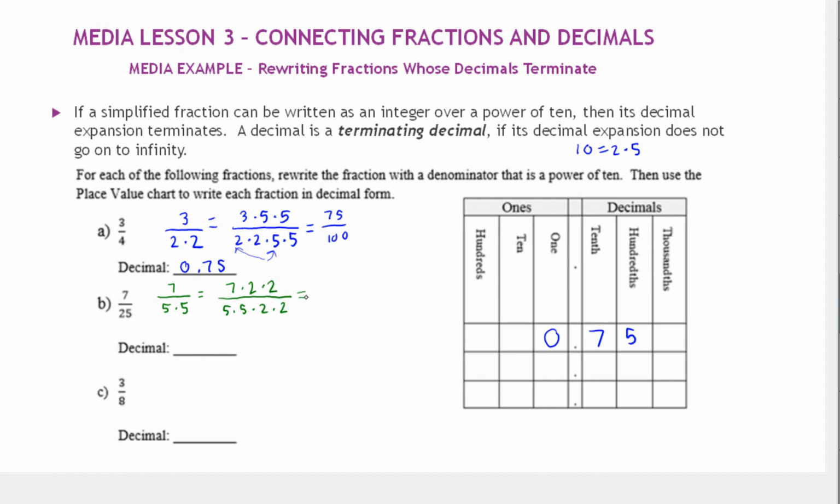Now we'll multiply. 5 times 2 is 10, 5 times 2 is 10, 10 times 10 is 100. The top is 7 times 2 times 2. That's 4 times 7, which is 28. So 7/25 is 28 hundredths. Putting that in the chart here, 28 hundredths is 0.28.